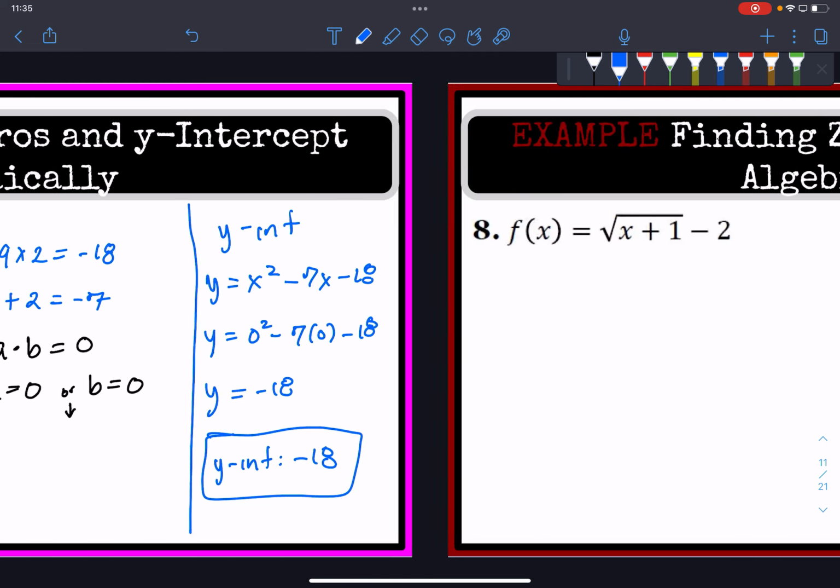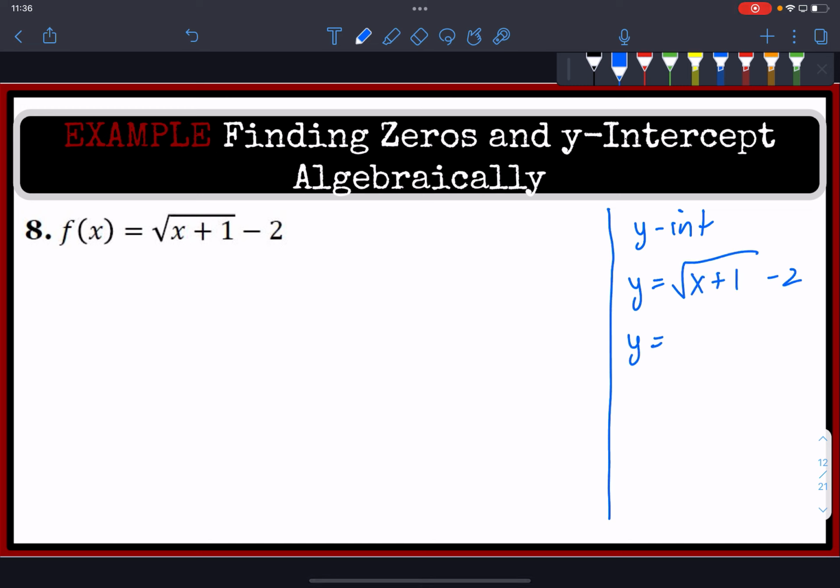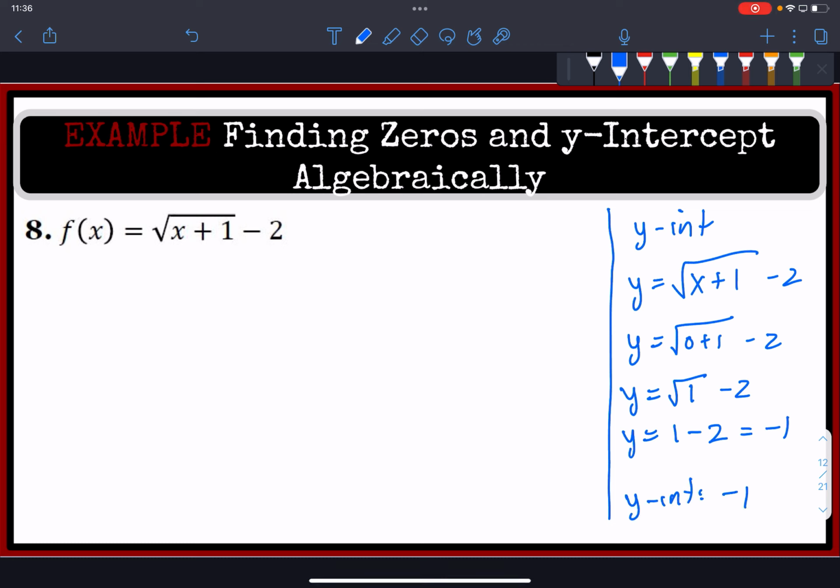And the last example we're going to go over is a radical equation, a radical function. To find the y-intercept for a radical function like this one, again, we simply replace the x variable with 0. And following order of operations, we would add 0 and the 1 before we take the square root. And since the square root of 1 is 1, we end up subtracting 1 minus 2, which is negative 1. So our y-intercept is negative 1. So we're going to cross the y-axis at negative 1.